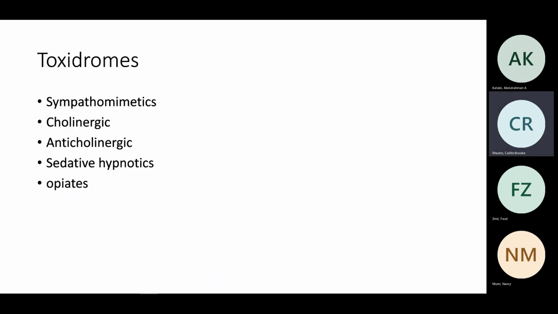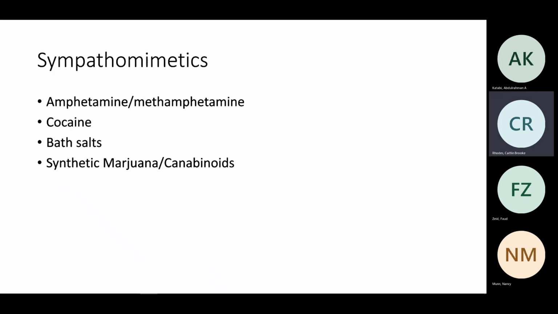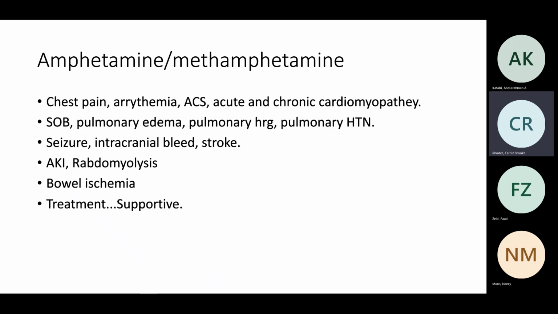So this is the toxidrome, and usually sympathomimetics can give you some specific clinical presentations, as do cholinergic, anticholinergic, sedative-hypnotic, and opiates. For sympathomimetics we have amphetamine, methamphetamine, cocaine, bath salts, synthetic marijuana, and cannabinoids. Amphetamine and methamphetamine are very common to see in the ICU. They usually come with chest pain, arrhythmia, acute coronary syndrome, acute cardiomyopathy, and chronic use can cause chronic cardiomyopathy. They can come with shortness of breath.